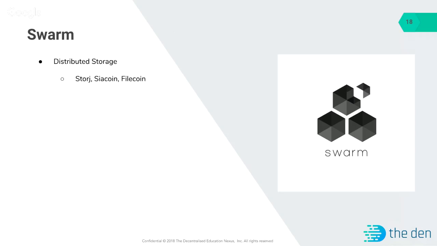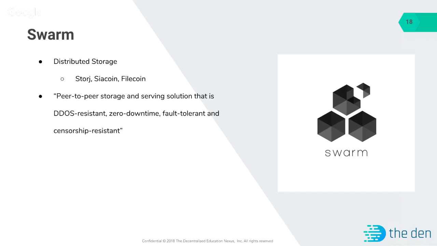There's also a lot of competitors in this space. So there's Storj, there's SiaCoin, there's Filecoin. There's also IPFS, which is currently working. So there's a lot of different decentralized file storage solutions, but Swarm aims to be decentralized file storage for the Ethereum ecosystem.